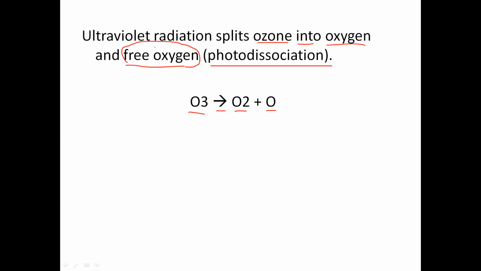And since there is a note here that ultraviolet radiation is the one that splits the ozone, you can put UV, or you can say photon, on top of the arrow, just to indicate that the splitting of this ozone through photodissociation is through the action of the ultraviolet radiation or the photon. Sometimes you can see there's a wave here, something like that. So it's additional information.